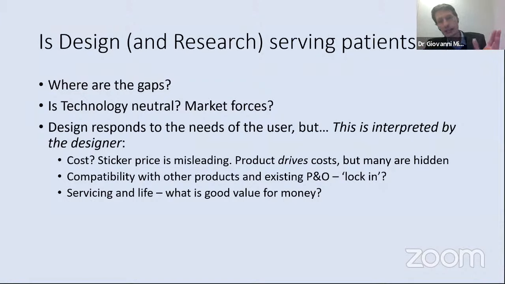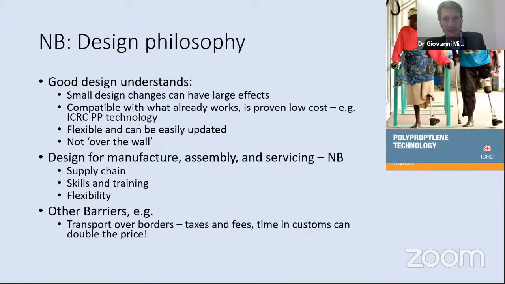So the design responds to the needs of the user, but as Ian was saying earlier, this is interpreted by the designer. So you need to understand the needs. If we look only at cost, we often forget that the product drives many costs, but many of these costs are hidden and only will be discovered later. So we need to be very transparent about the way we work. The same with lock-in. If you buy one product, you might be forced to buy another product. That can also be very, very difficult. And then what is good value for money?